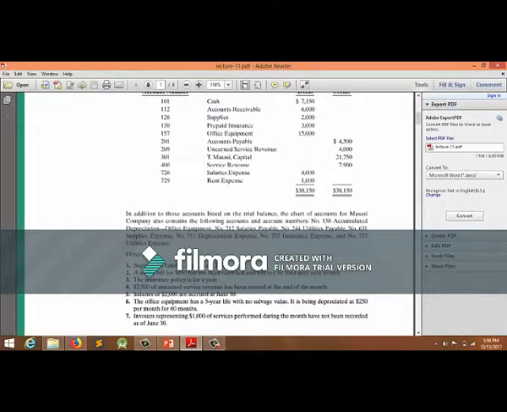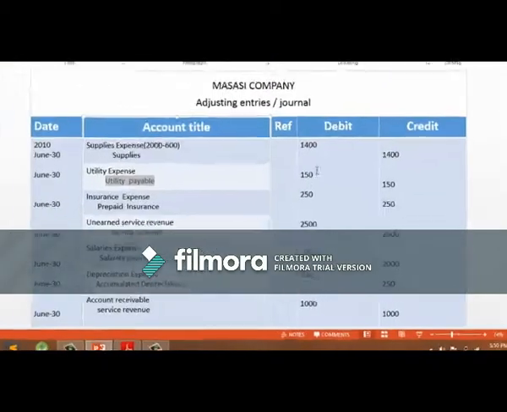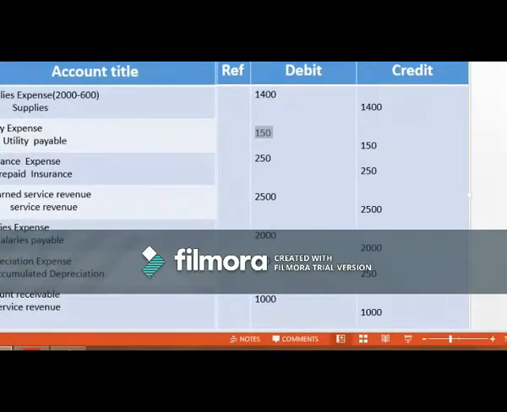Then next one is a utility bill of 150 that has not been recorded. It will not be paid until next month. So a utility expense has occurred, but it has not been recorded. So here we can write utility expense and utility payable 150. Utility expense debit and utility payable credit.